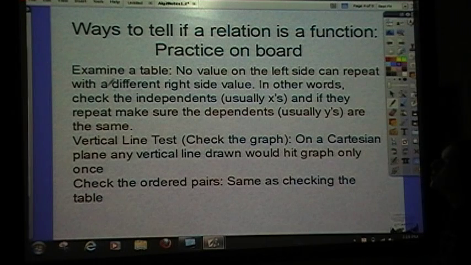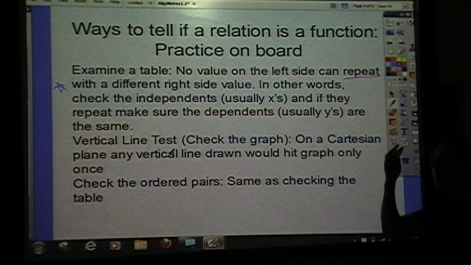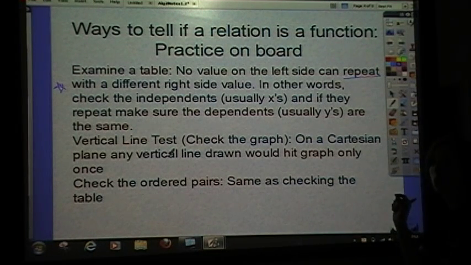So one way you can do it is you could look at a table. No value on the left side can repeat. It's not allowed to repeat. If it did repeat, it has to be like a copy-paste. It has to be an exact clone of the one before it. In other words, you can check the independent variable, which is usually X's, and if they repeat, it's probably not going to be a function unless it's the same one.